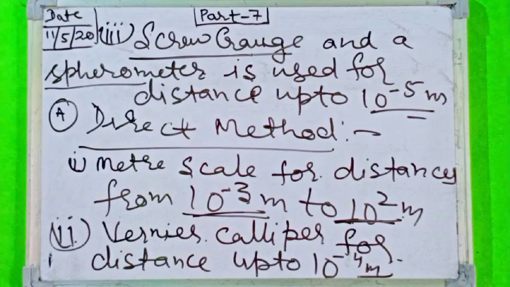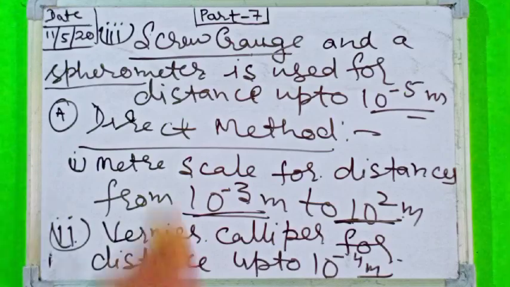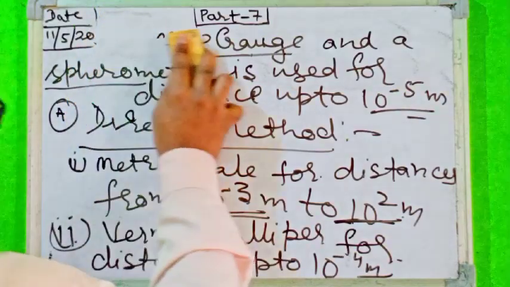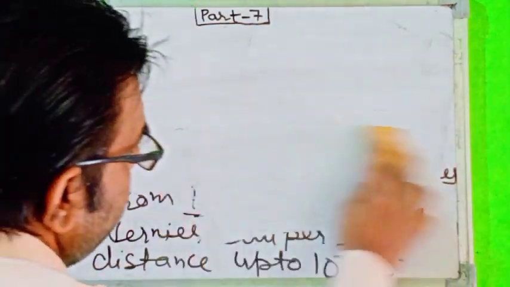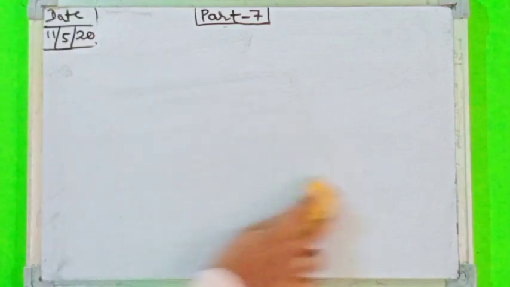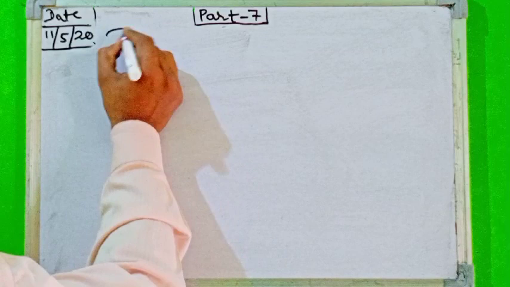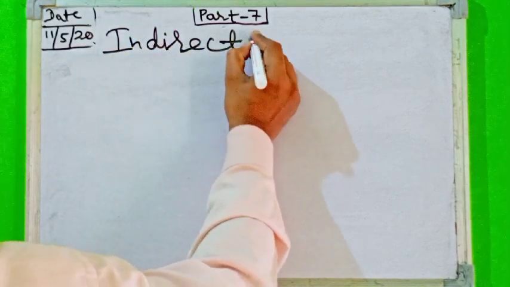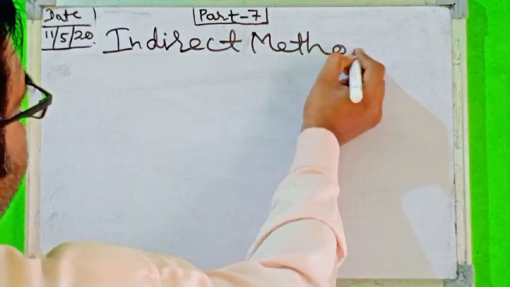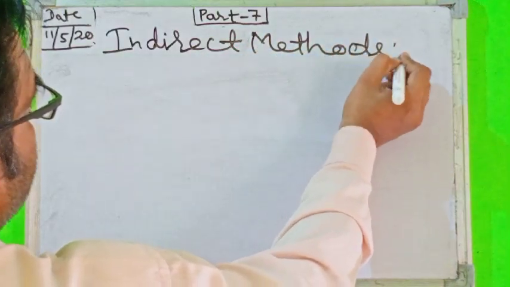Now we will come to the indirect methods for the measurement of length. These are the direct methods. Now what are the indirect methods for the measurement of length?